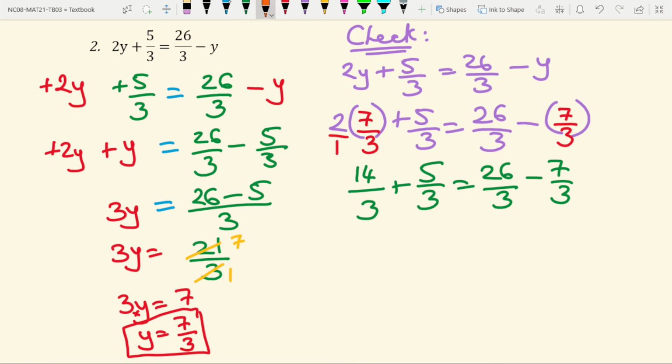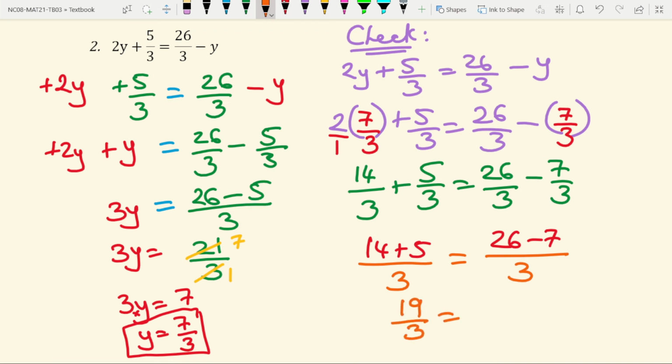Because both the denominators are the same, we can write it as whole divided by 3 is equal to whole divided by 3, and the numerator will remain as 14 plus 5, and here 26 minus 7. So 14 plus 5 is nothing but 19 by 3 is equal to 26 minus 7 is 19 by 3. Because LHS is equal to RHS, our result is verified.